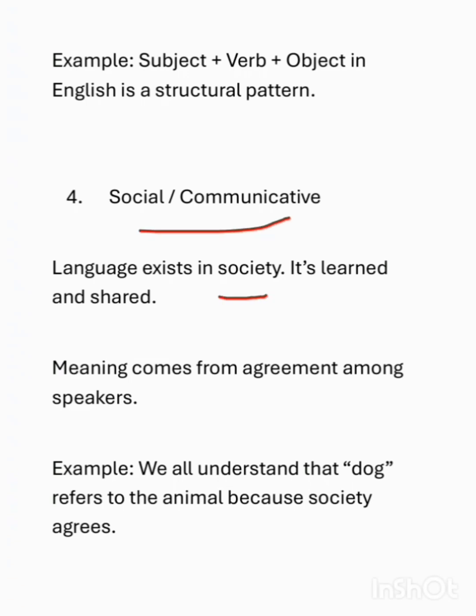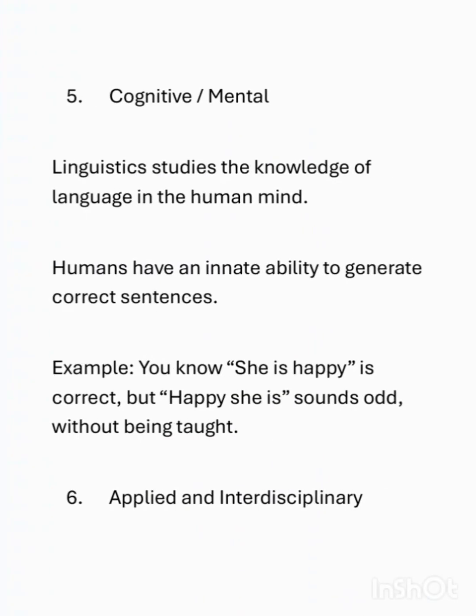Then social and communicative. Language exists in society, it's learned and shared. So language is not inherently in us, we learn it from society. It is not natural, we learn it through our surroundings. So we are not born with language, we learn it from our society. Meaning comes from agreement among speakers. So we have given certain names to certain things, and society agreed on it. If society doesn't agree on something, we cannot use this word in our society, because people will not understand it. So the names we have given to things are agreed by society.